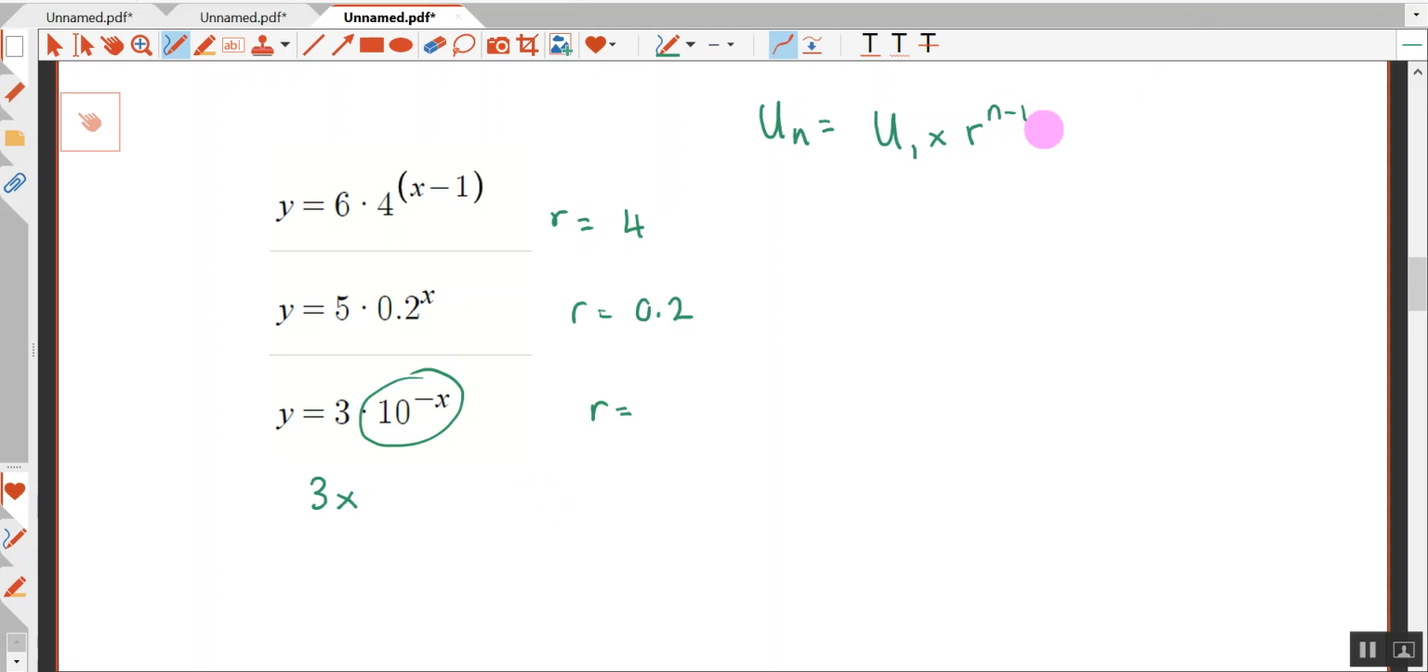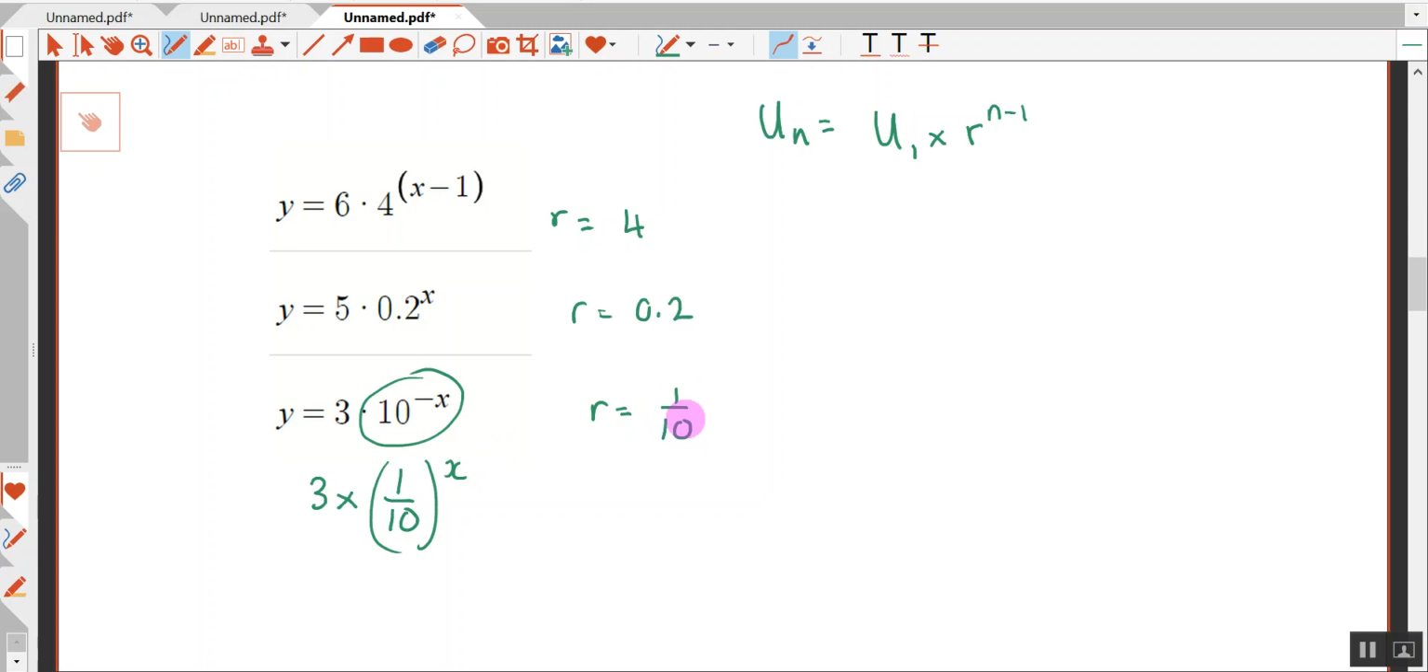But we do, using our rules of exponents, have another way of writing to the power of negative x. Can we do 10 to the power of negative 1, which is 1/10 to the power of x? Yeah? That's a common ratio of 1/10. Exactly. Okay. So there are common ratios.